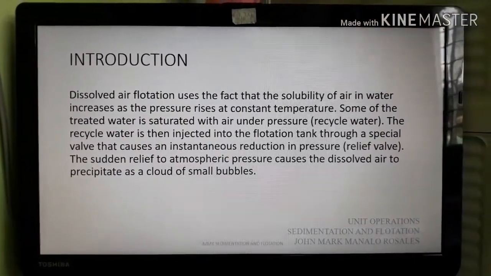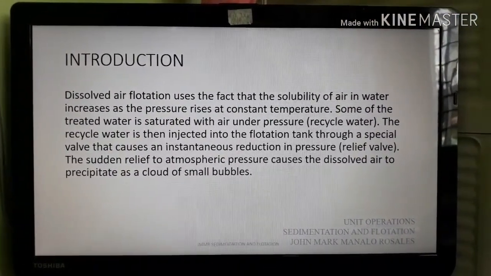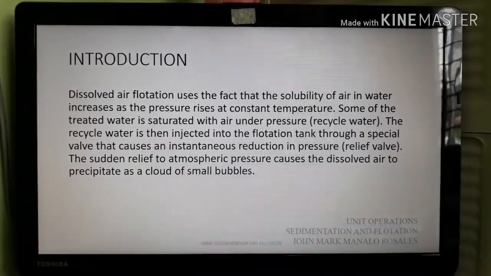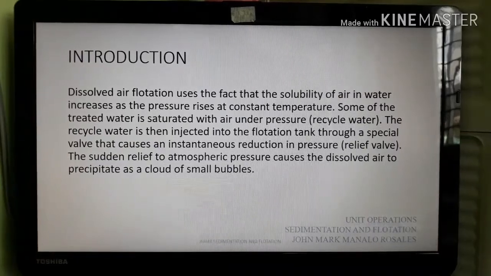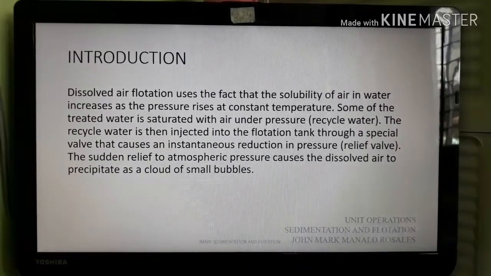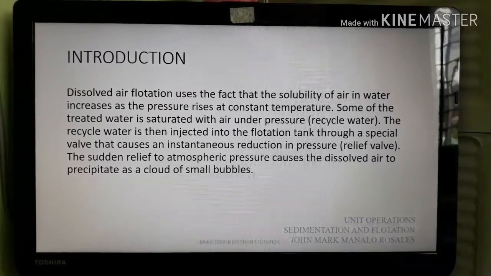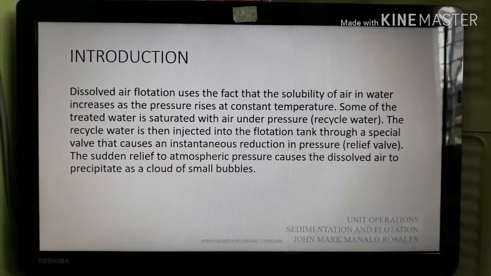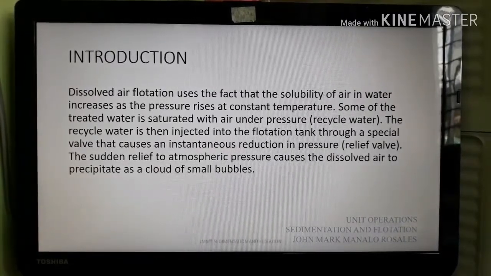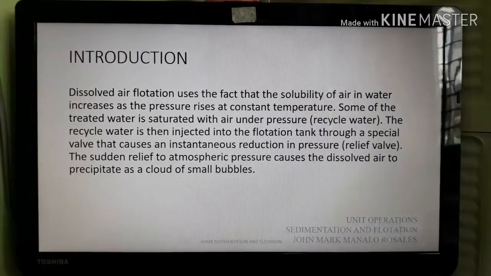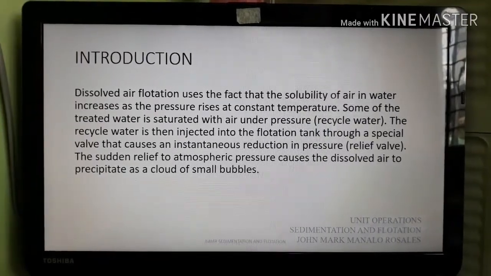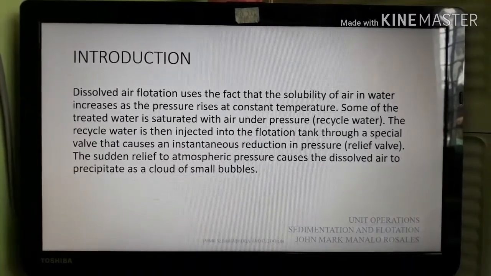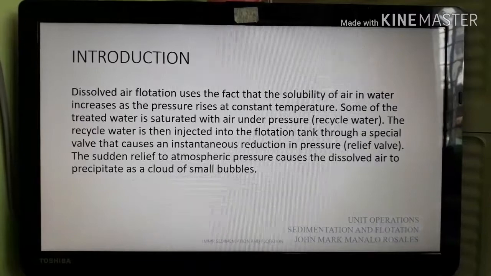Dissolved air flotation is the kind of flotation that uses the fact that the solubility of air in water increases as the pressure rises at constant temperature. Some of the treated water is saturated with air under pressure as recycled water. The recycled water is then injected into the flotation tank through a special valve that causes an instantaneous reduction in pressure with the use of a relief valve. The sudden relief to atmospheric pressure causes the dissolved air to precipitate as a cloud of small bubbles.